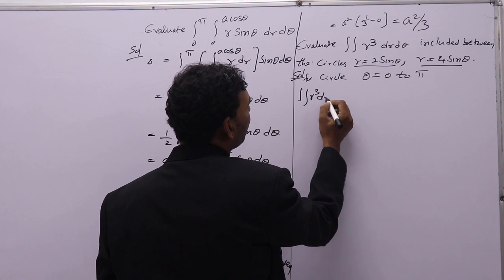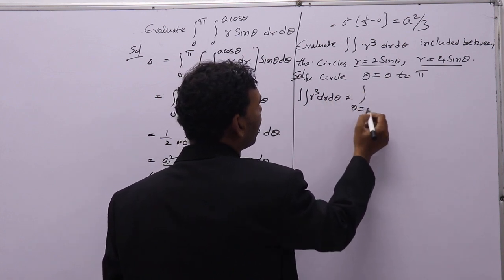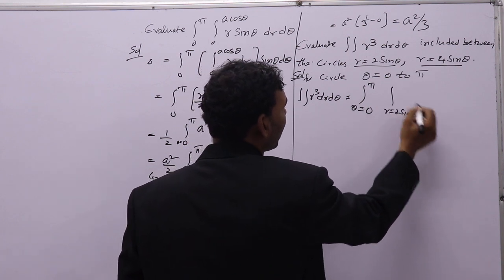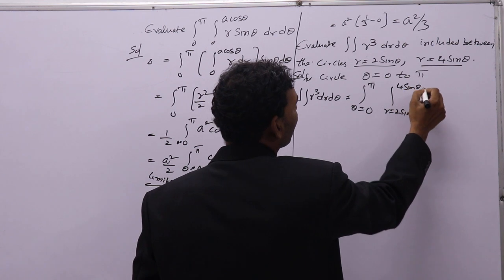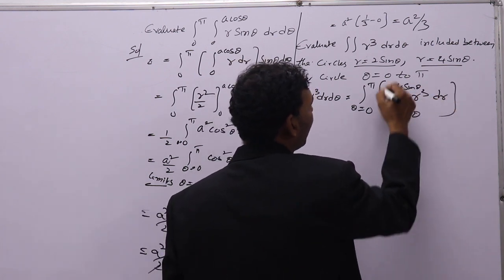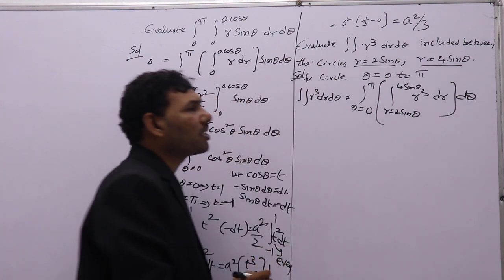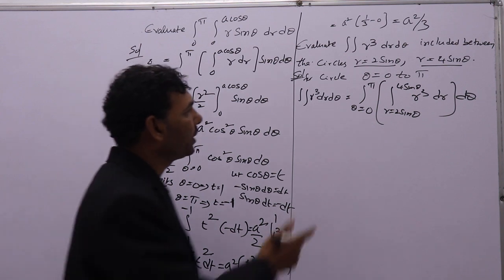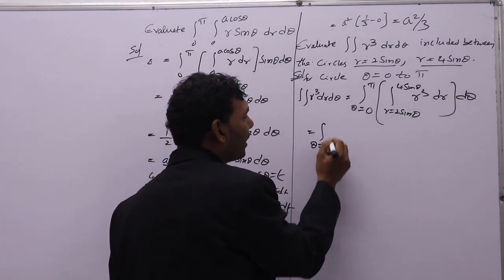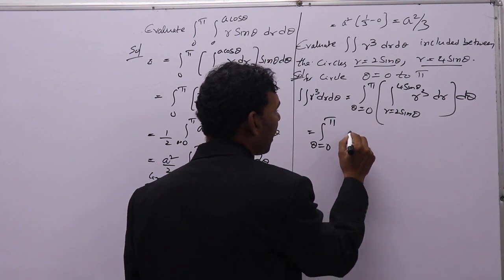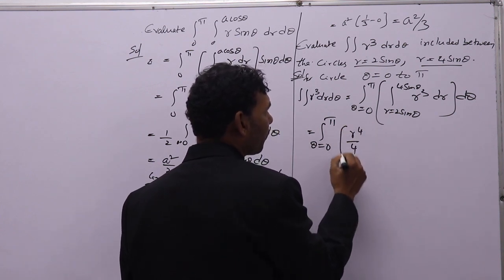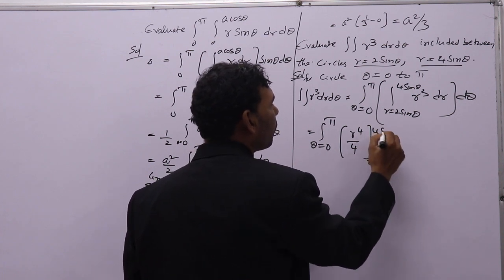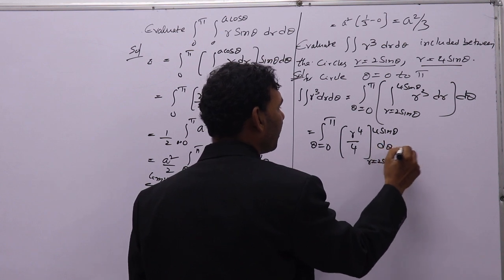Double integral r cube dr d theta equals integral theta equal to 0 to pi, integral r equal to 2 sin theta to 4 sin theta, r cube dr d theta. Because the r limits are in terms of theta, first integrate with respect to r, next integrate with respect to theta. So integral theta equal to 0 to pi, integral r cube is r power 4 by 4, limits from 2 sin theta to 4 sin theta, d theta.